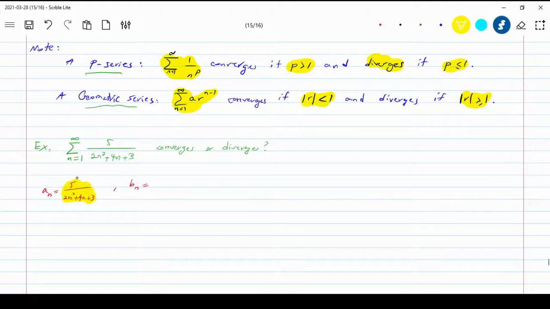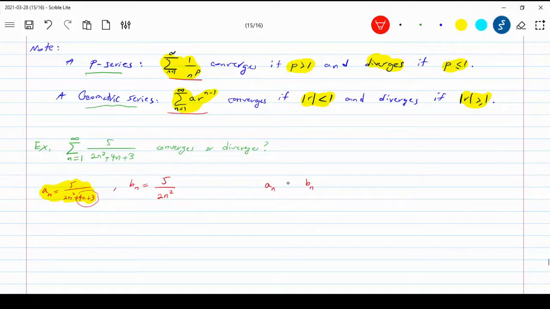What would be a reasonable sequence to compare it with a_n? That would be in the form of either a p-series or a geometric series. In this case, maybe the simplest one would be 5 divided by 2n squared. And why do I pick this? Because it's easier for me to compare. What is the relation between a_n and b_n? Since a_n always has this extra term in the denominator, and that term is always positive, the denominator of a_n would always be bigger than the denominator of b_n.